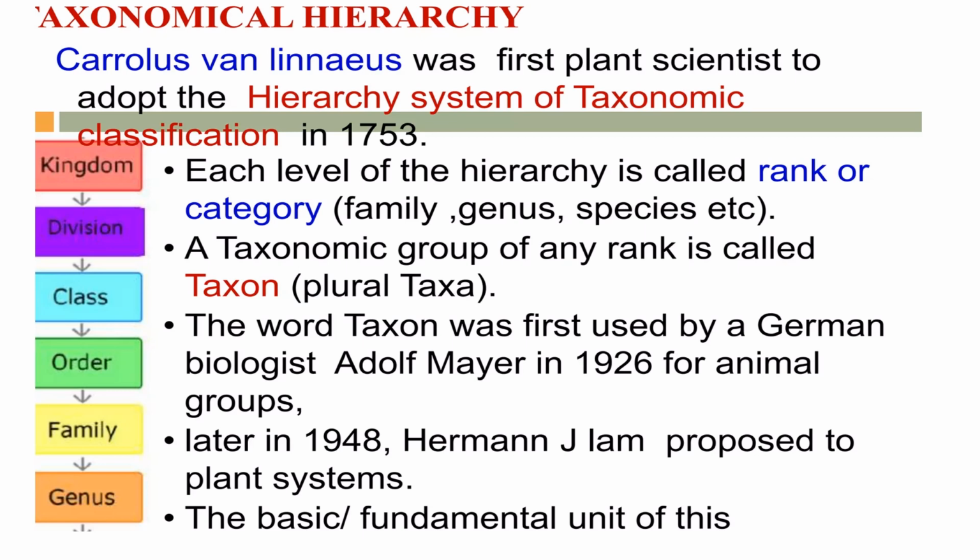So each category has many individual units: many species under the genus, many genera under the family, many families under the order, many orders under the class, and many classes under the division. And the largest one is the kingdom, that is, the plant kingdom and animal kingdom.